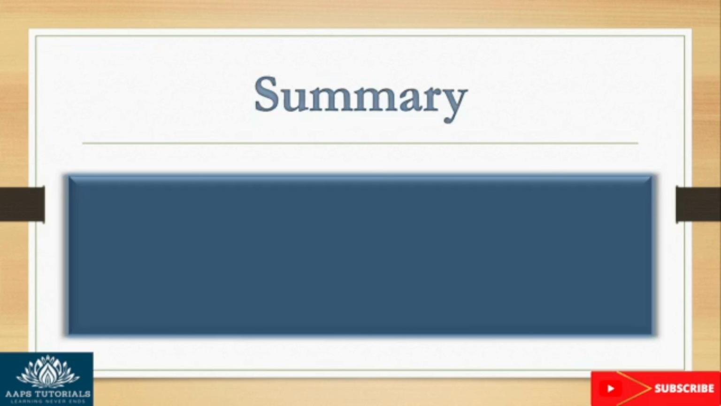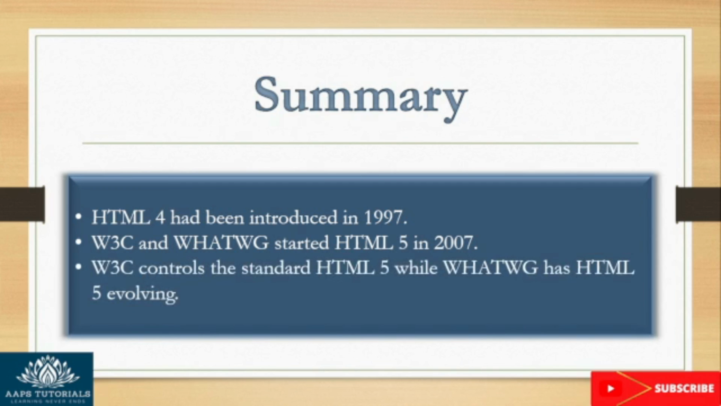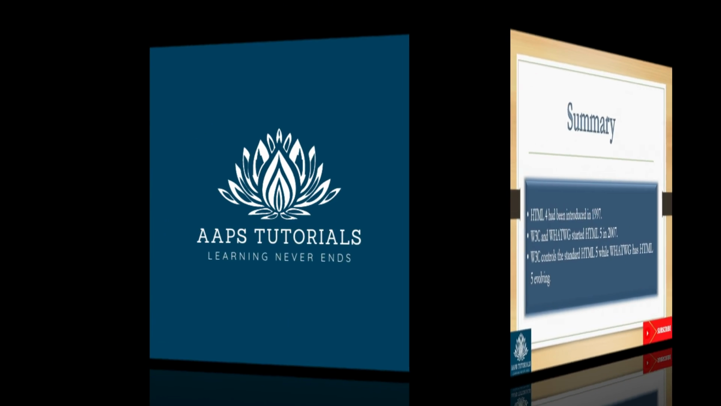Now let's end this video with a short summary about the history of HTML. HTML4 was introduced in 1997. W3C and the Web Hypertext Application Technology Group started HTML5 in 2007, and W3C controls the standard HTML5 while the Web Hypertext Application Technology Group works on the evolving HTML5.